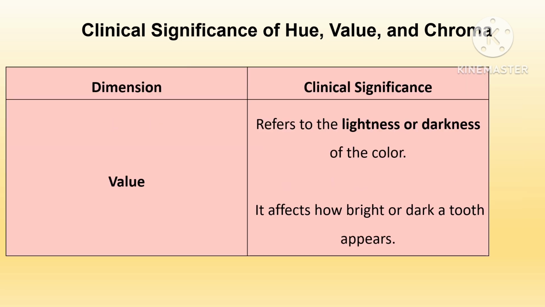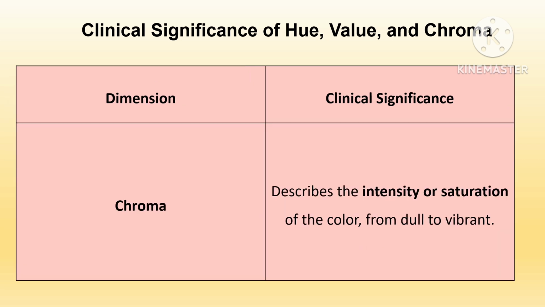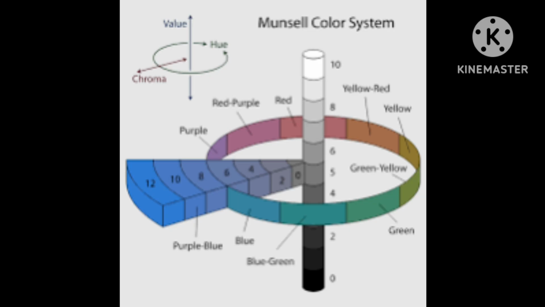Second is value. It describes the brightness or lightness of a tooth. A high value means a brighter tooth, while a low value indicates a darker one. Third component is chroma. This represents the intensity or saturation of a color, for example, how vivid the yellow or gray color appears. All these components work together to create the overall appearance of a tooth. Understanding them helps in precise shade matching.